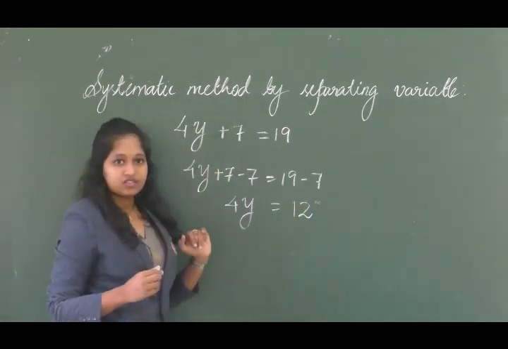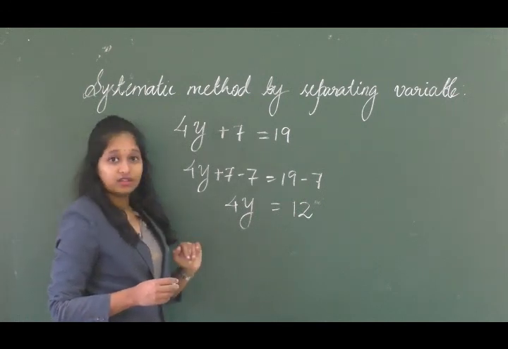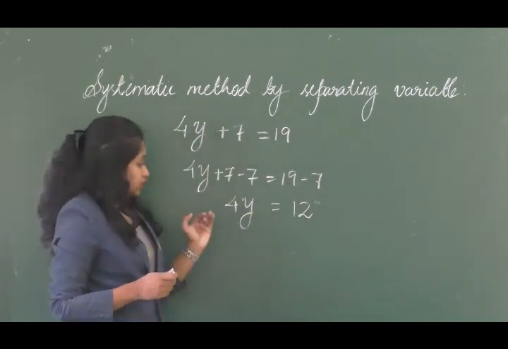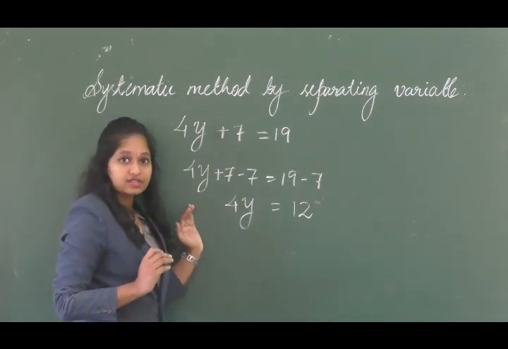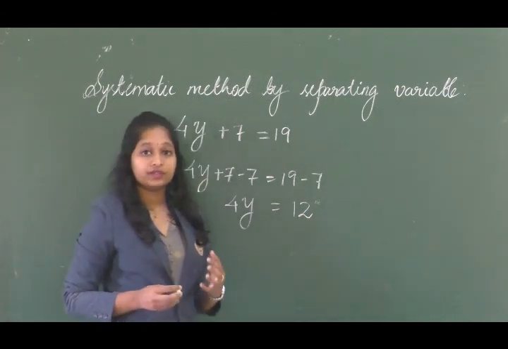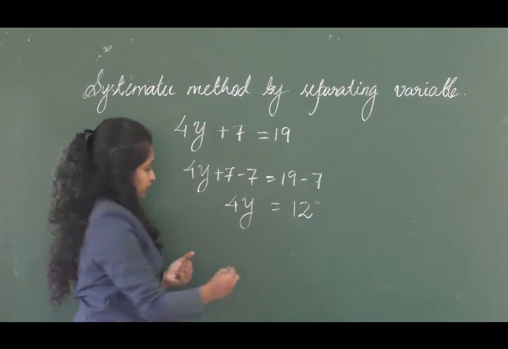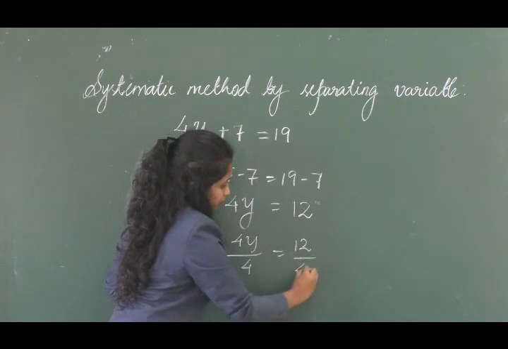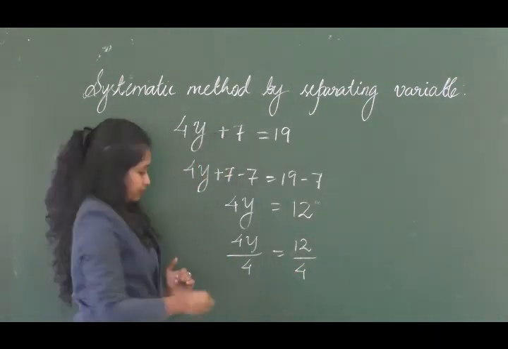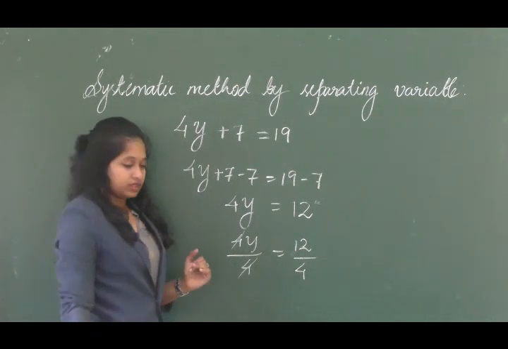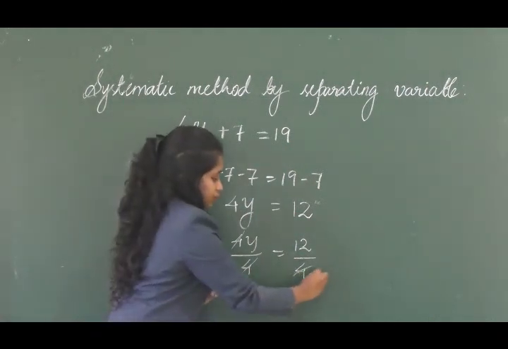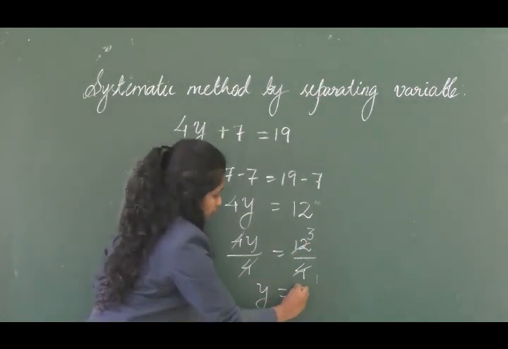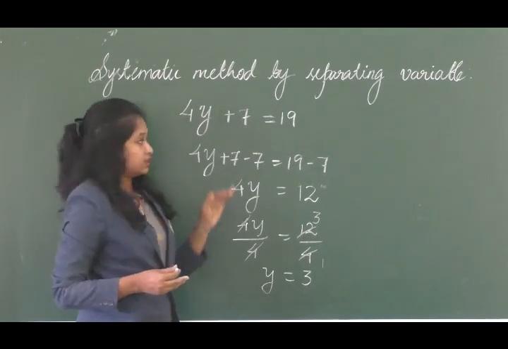Okay? Now something is along with y. What is that? 4. Now how to eliminate this 4? If I divide LHS and RHS by 4, we can eliminate it. So 4y by 4 equal to 12 by 4. Divide both the sides by 4. So I can cancel it. Here when you cancel, 1 4 is 4, 3 4s are 12. So the value of y or the solution of the equation is 3.